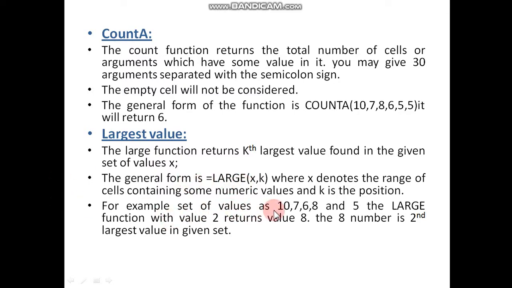For example, take a set of values 10, 7, 6, 8 and 5. There are 5 values, and finding the largest among them with k value 2 returns 8. Why 8? Because we give the position 2. The first largest is 10 and the second largest is 8. So it will give the result 8. The number 8 is the second largest value in the given set.